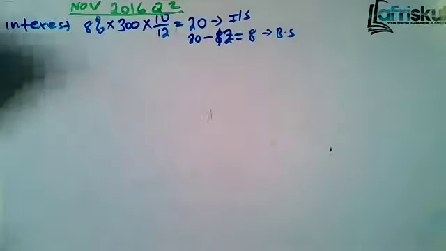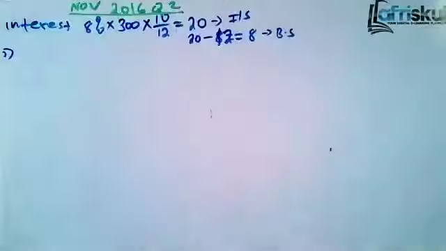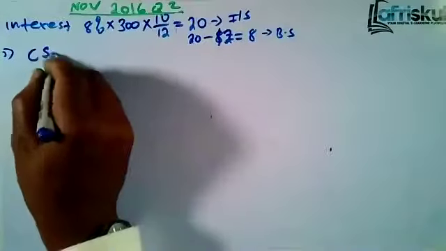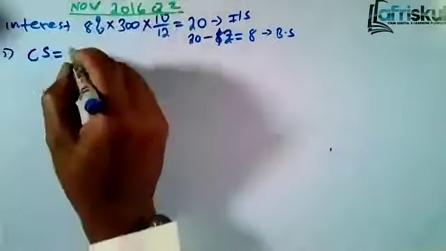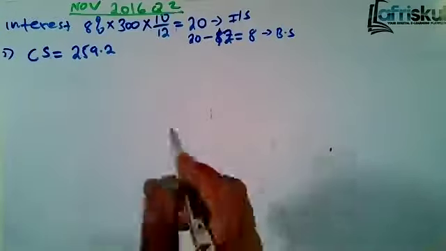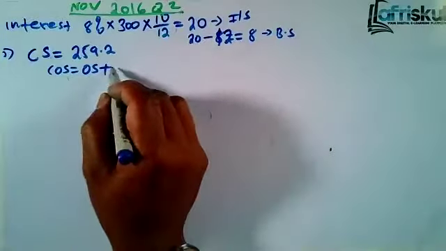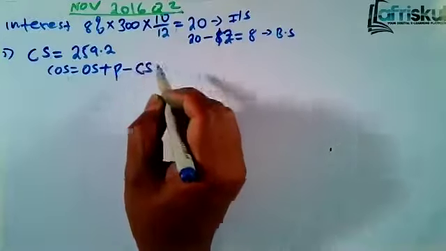Let's go to additional information number 2. We are told that inventory was valued at 259 million as at 1st October 2016. That's the closing stock. If you are given the closing stock, that means you are not given the cost of sales. And how do we get the cost of sales? Cost of sales is opening stock, you add the purchases, minus closing stock.